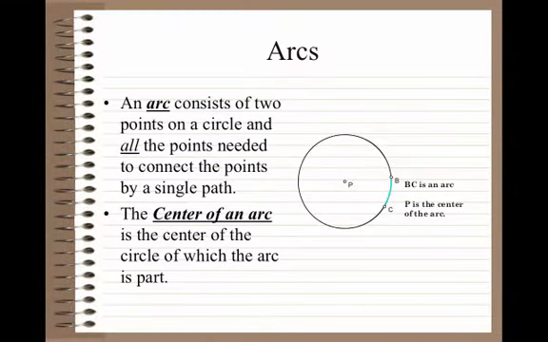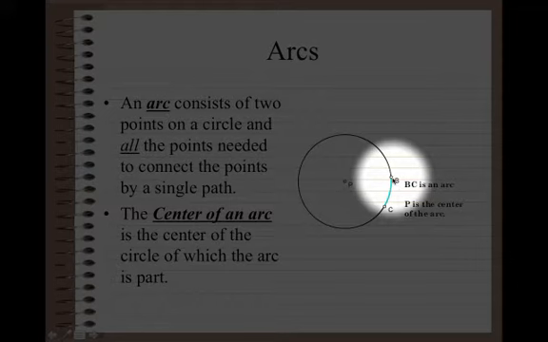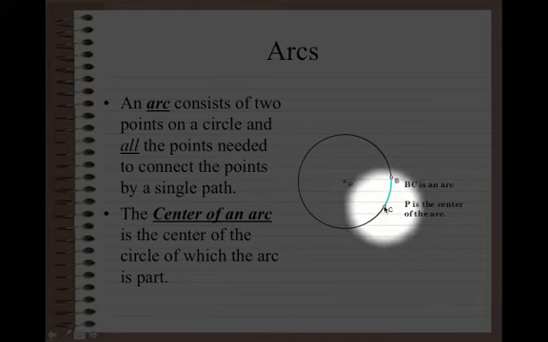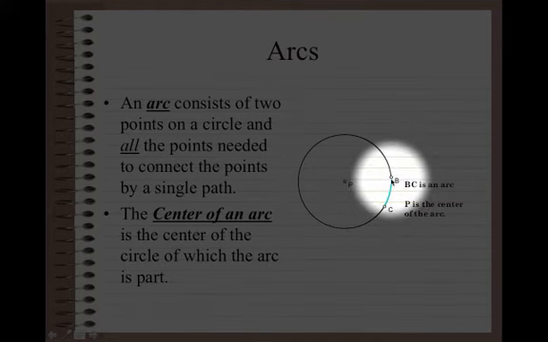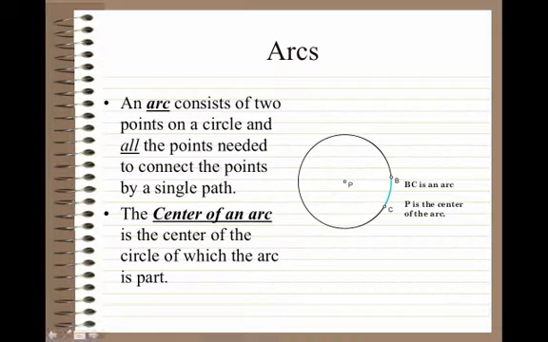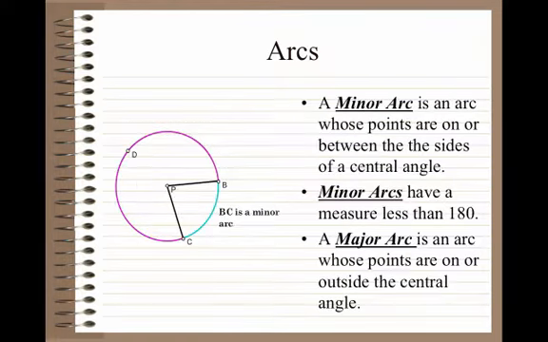Okay, the arcs of a circle. As I've said, arcs consist of 2 points on a circle and all the points needed to connect them by a single path. So B and C are 2 endpoints of the arc, and all the points between B and C make up arc BC. Now P is the center of the circle. It's also the center of the arc, so it serves a dual role.